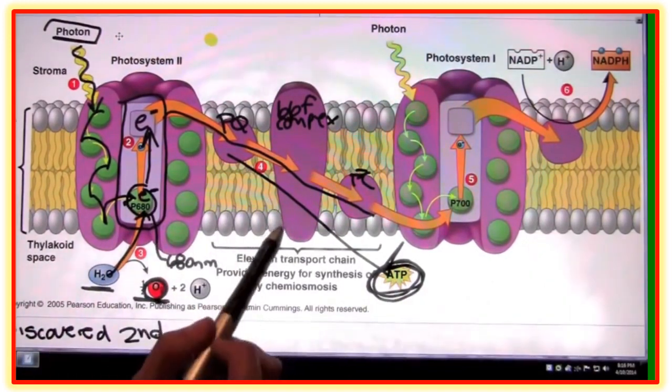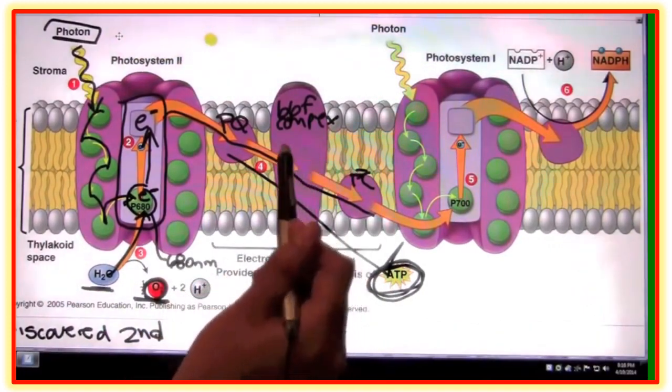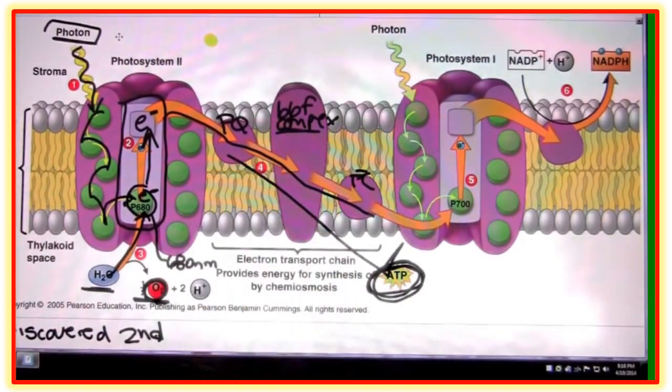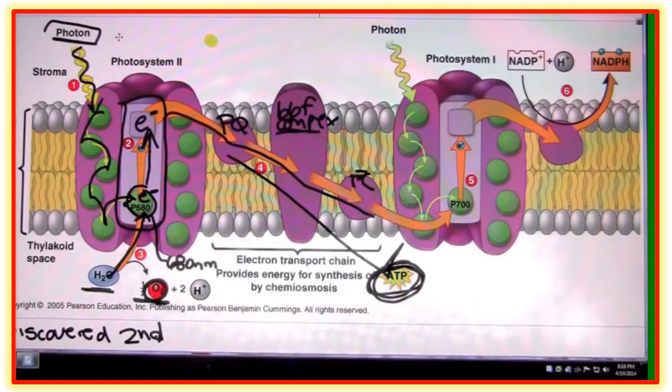This B6F complex, its whole job is to link the electron from photosystem 2 to photosystem 1.